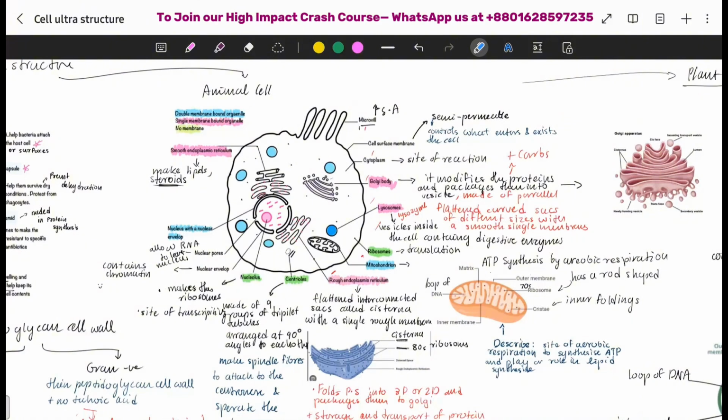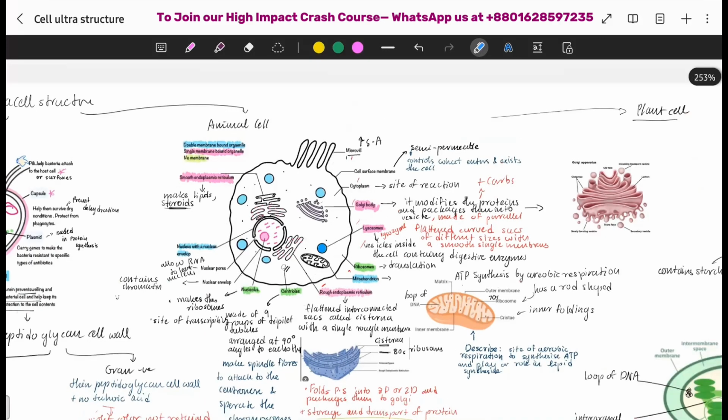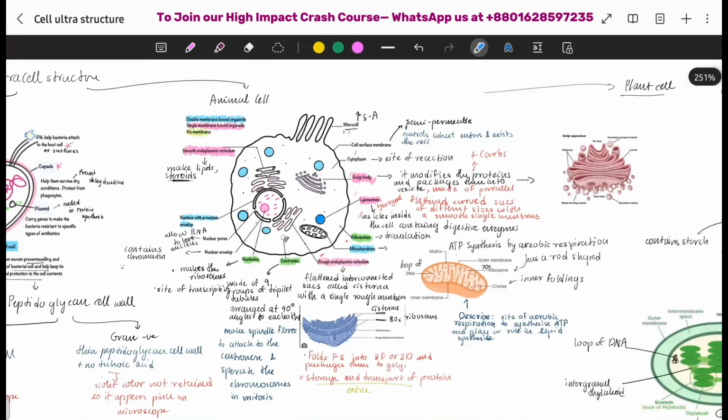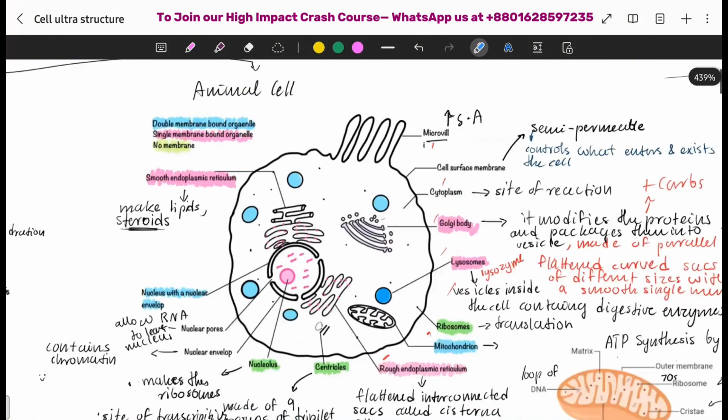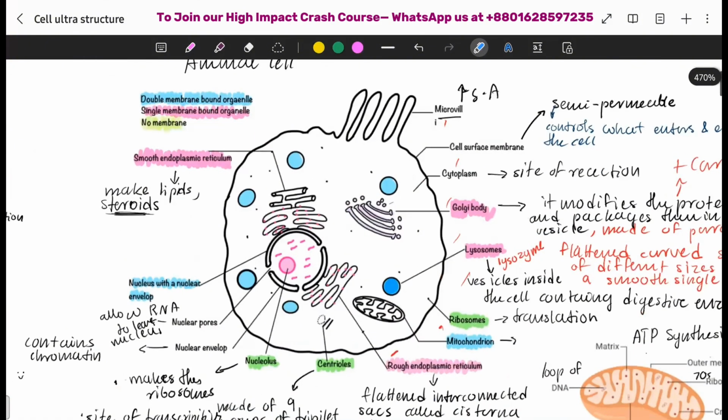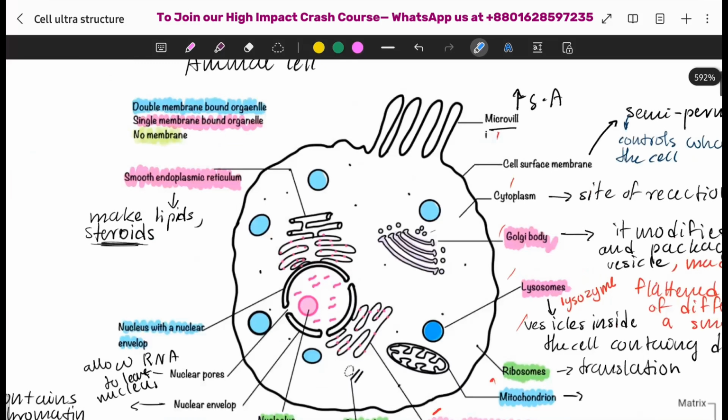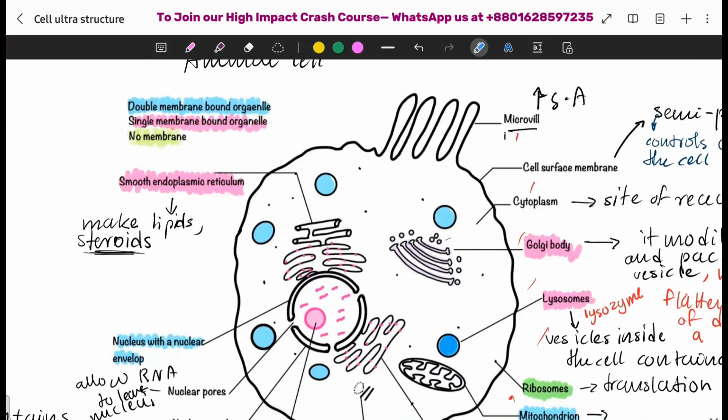And yeah, so the other two types of cell are animal cell and plant cell. So let's start with animal cell. This is how an animal cell looks like. Animal cells have double membrane bound organelles, single membrane bound organelles and no membrane bound organelles, okay? If they have a double membrane, it's called a double membrane bound organelle. If an organelle has one membrane, it is called a single membrane bound organelle. And if it has no membrane, it's not enclosed by any membrane, that's called a no membrane bound organelle.